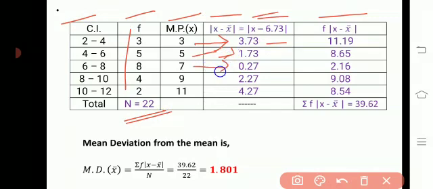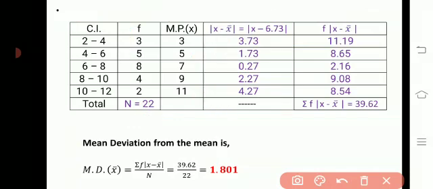7 minus 6.73 you will get 0.27. 9 minus 6.73 is 2.27, and 11 minus 6.73 you will get 4.27. Now frequency into absolute value of x minus x bar. This is frequency. 3 into 3.73 you will get 11.19.